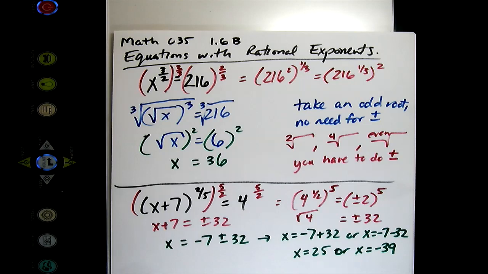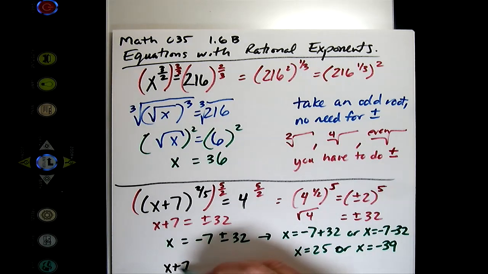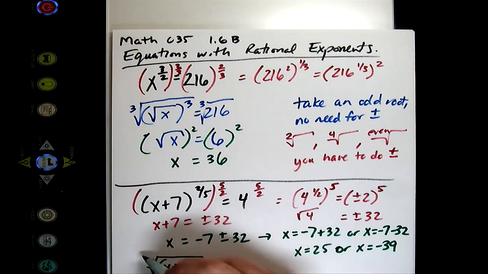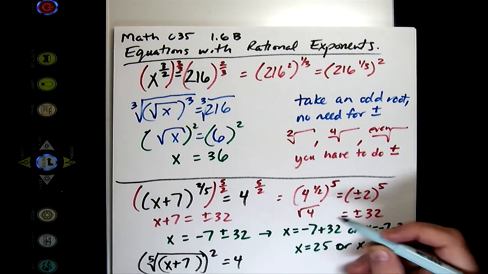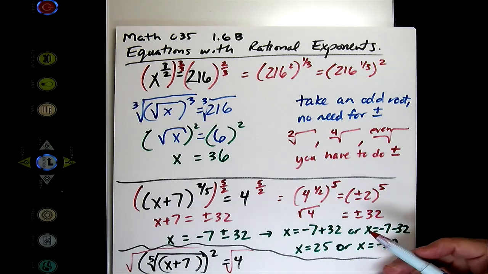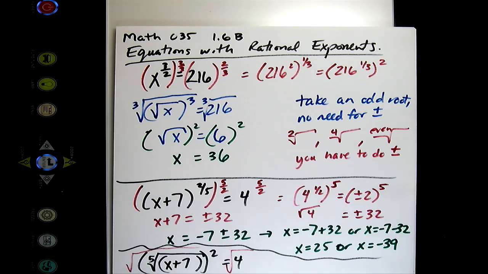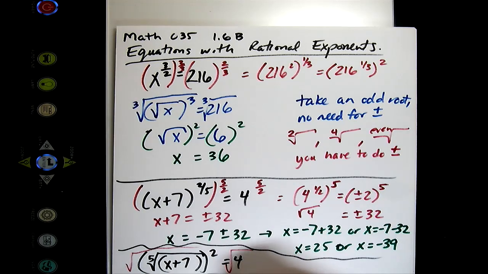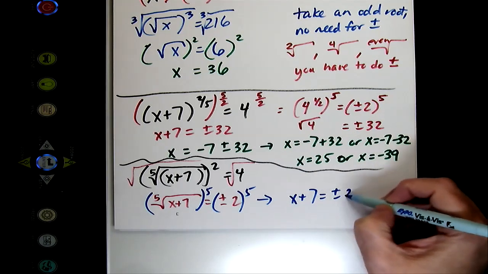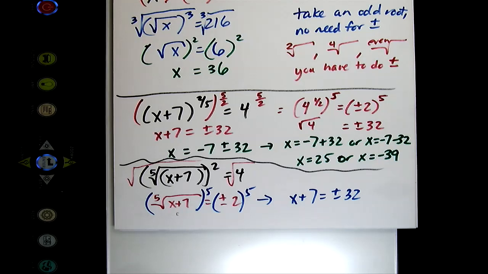The other option of doing it the other way is if I have the x plus 7 to the 2/5, I can rewrite this as the 5th root of x plus 7 squared equals 4. So when I take the square root of both sides, I get the 5th root of x plus 7 equals plus or minus 2. And when we raise both sides to the 5th power, we get back to where we were earlier: x plus 7 equals plus or minus 32. So depending on which way you're more comfortable with, please do it that way.